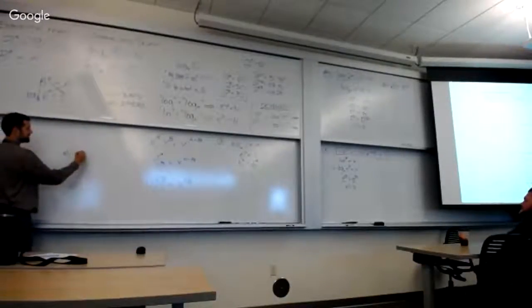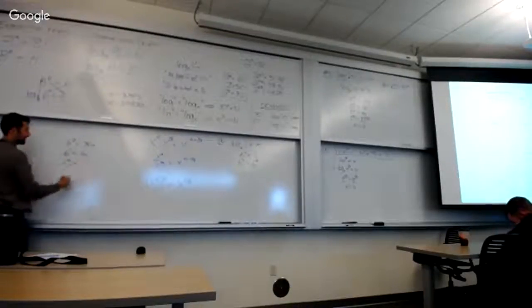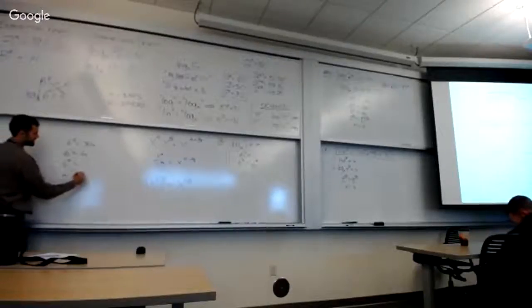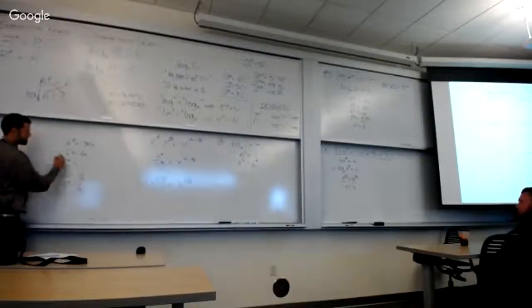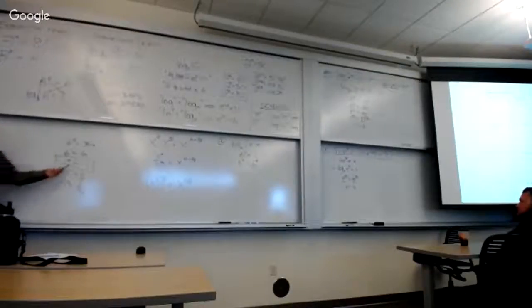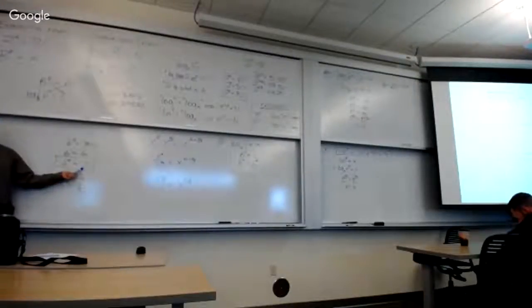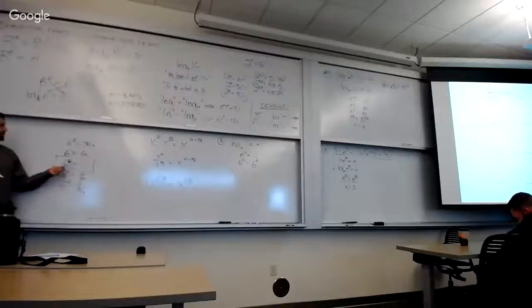So 6 to the 1 is 6, 6 to the 2 is 36, I can keep going, and then 6 to the 0 is 1, and then 6 to the negative 1 is 1/6, and 6 to the negative 2 is 1/36. So in general, something that we don't want to memorize is that you can always rewrite the number 1 as any power you like to the power of 0.